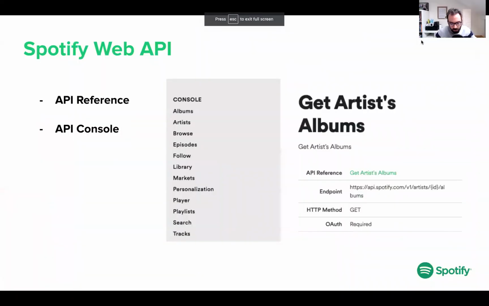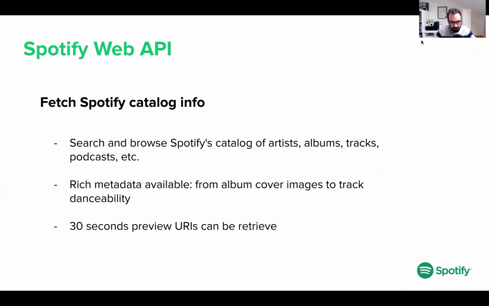Okay. So we covered already the reference and the console. We have four categories of APIs. The first one is for fetching Spotify catalog info, exactly the API we have been playing with one minute ago. I want to retrieve information from one specific artist. I want to get the cover image from one album. I can get it. Please give me the list of tracks from a specific album, etc. I can even get a 30 second MP3 format preview URL. Okay, so that's something we're going to be using in our application.